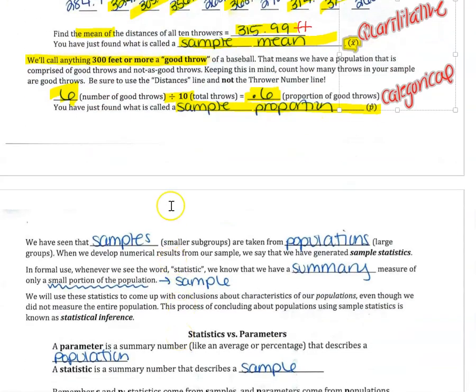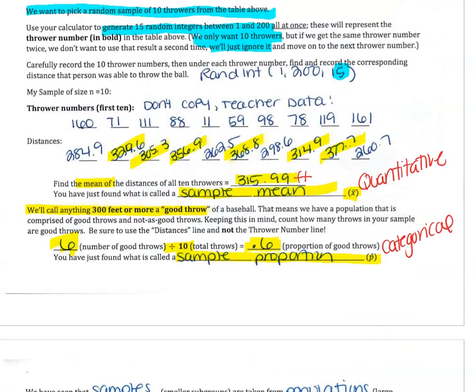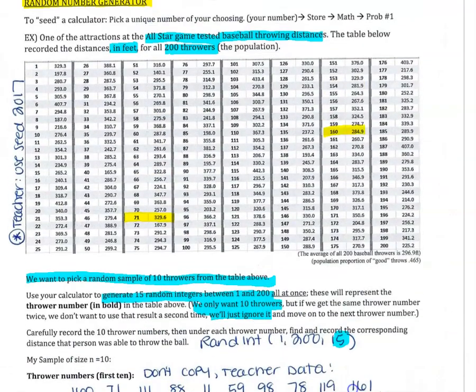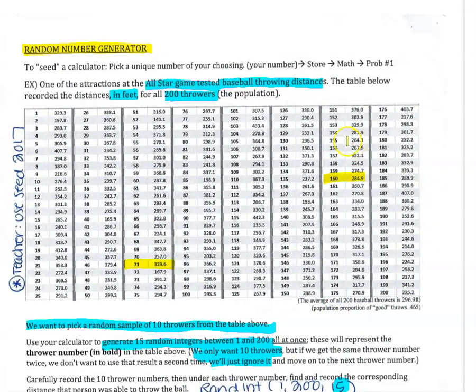And that's why on the next page, it'll say, we have seen that samples are taken from a population. So this was a sample taken from my population of 200 baseball players. And when we develop our numeric results from our sample, we say we have sample statistics. In formal use, whenever we see the word statistic, that means it's a summary number. So everybody in the room would be generating different statistics based on our samples that were taken from our population.